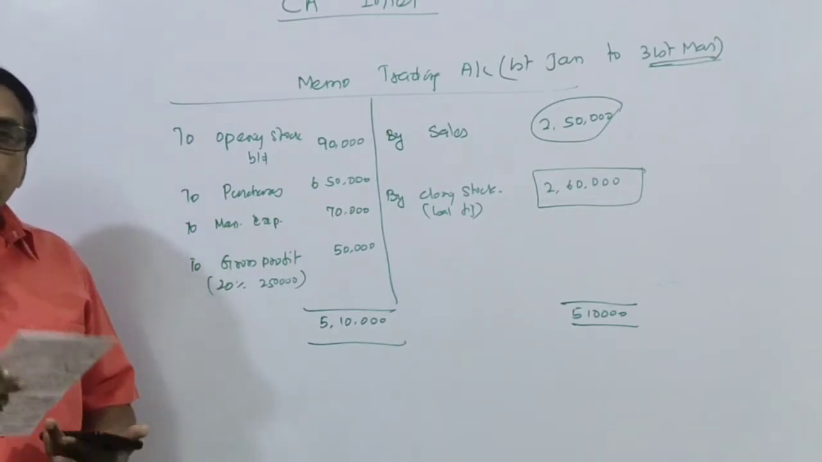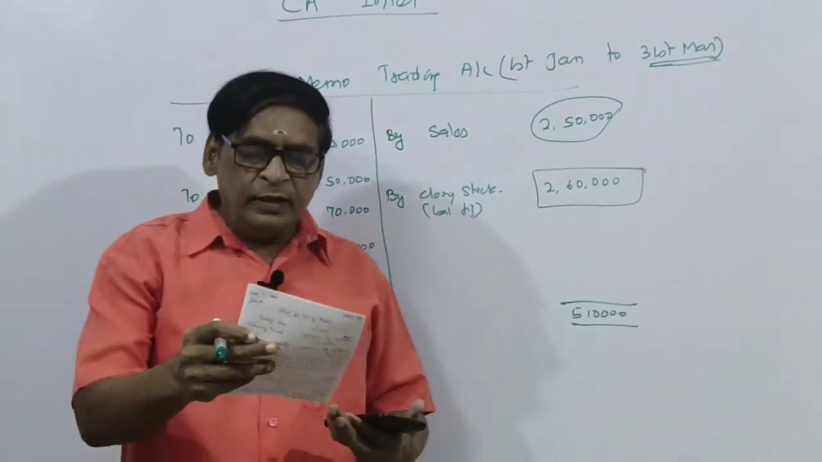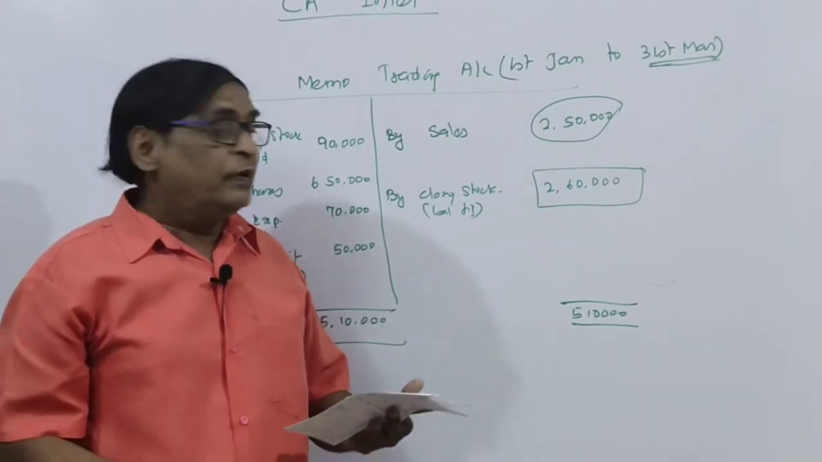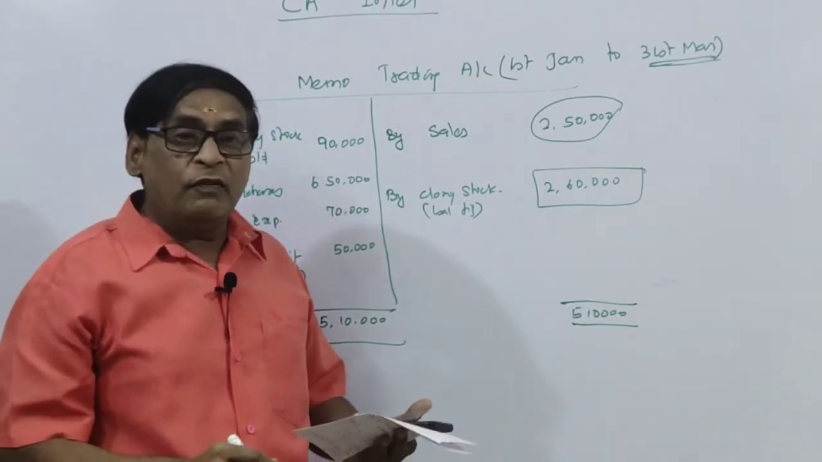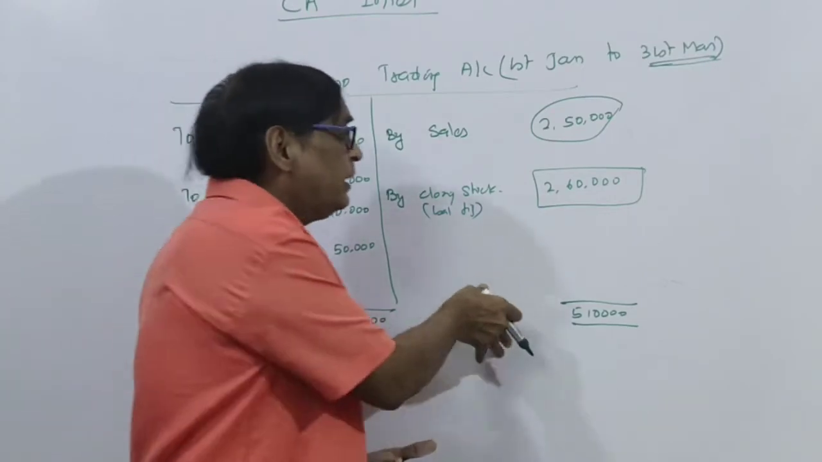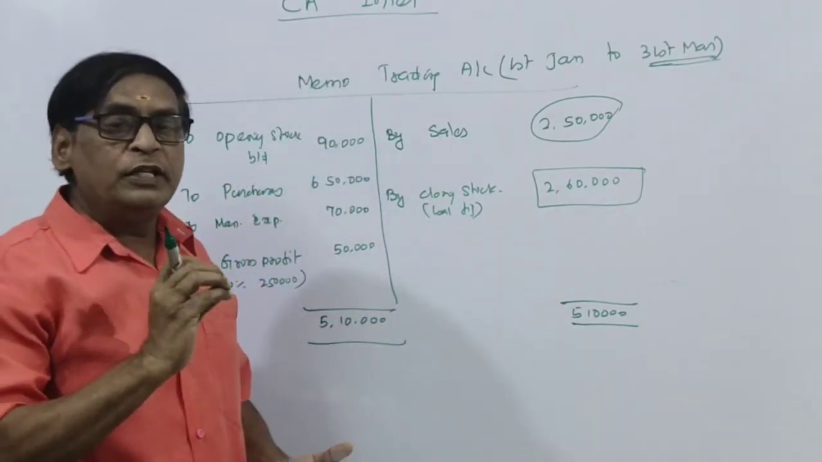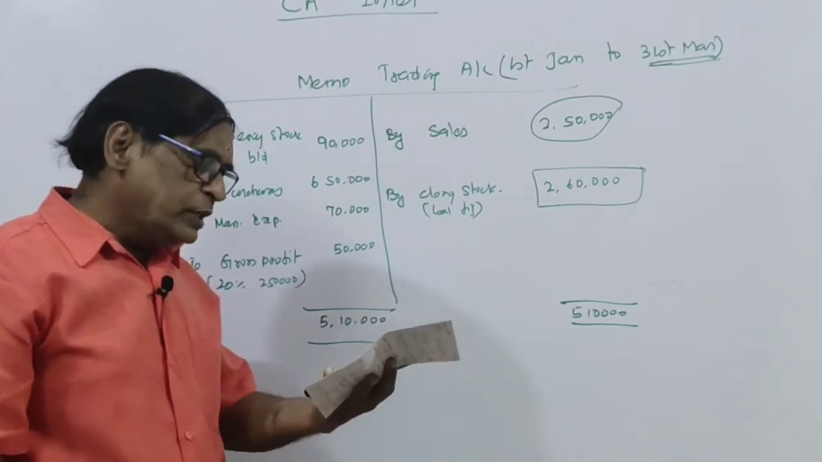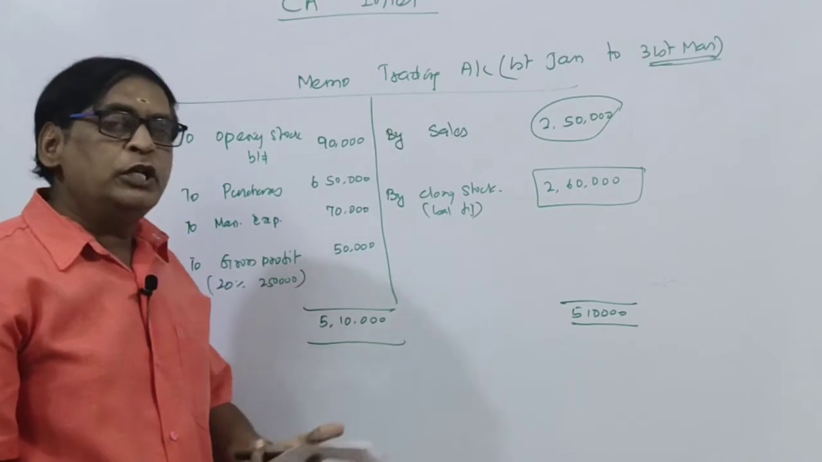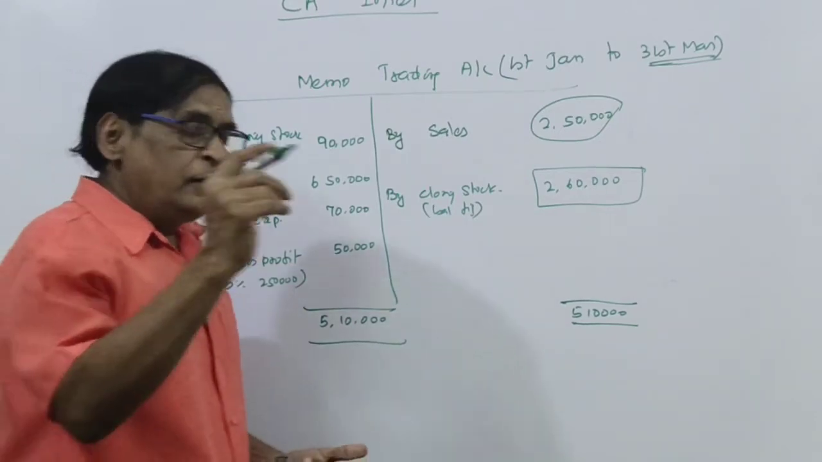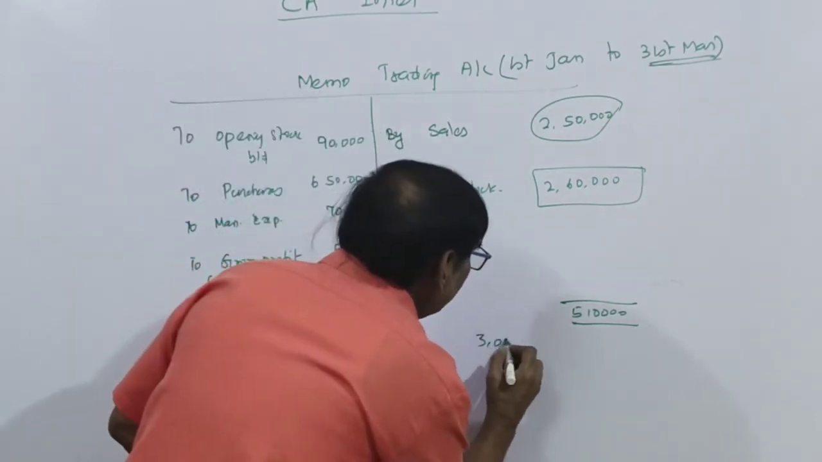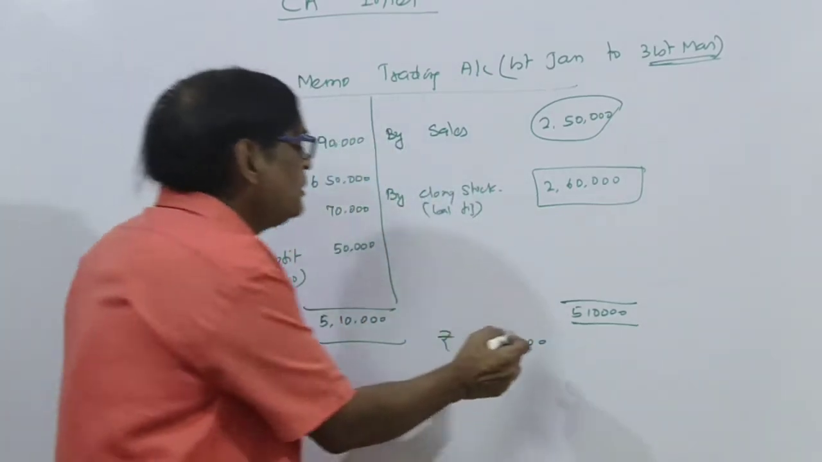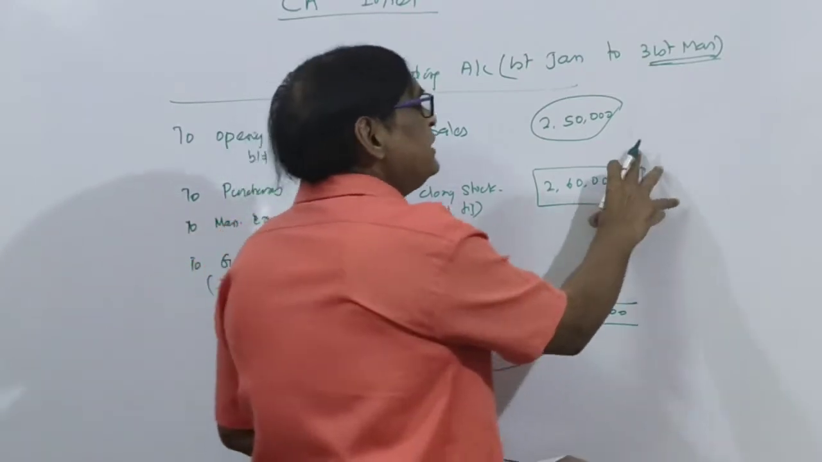In order to make a claim for insurance, we can check whether there is an average clause, with average clause or without average clause. How much of an insurance policy have you taken? You can see from the question itself, the insurance policy for stock is 3 lakh rupees. So we have taken a policy for 3 lakh rupees, but the loss was only 2,60,000 rupees.